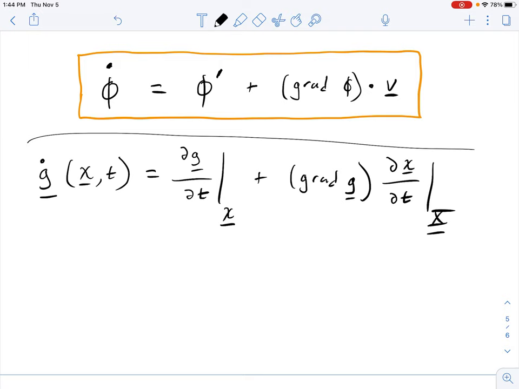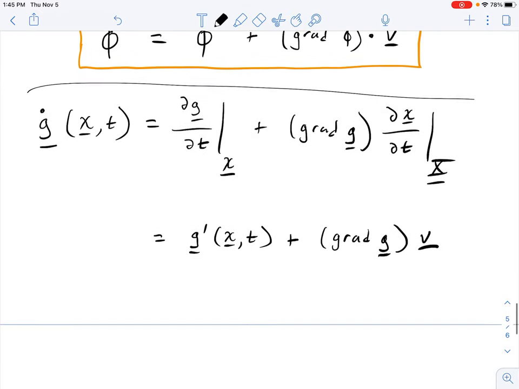So at any rate, that is equal to g prime (x, t) plus grad g, now instead of dot, it is acting on the velocity. All right, so that gives us the time derivative of a vector field following the material in terms of the partial derivative with respect to time at a fixed point in space, its gradient in the spatial or deformed configuration, and the velocity.